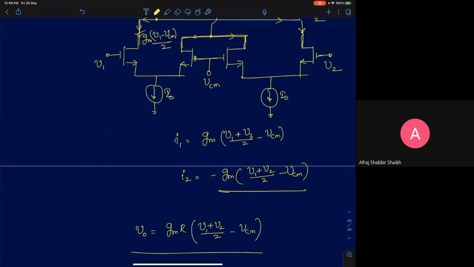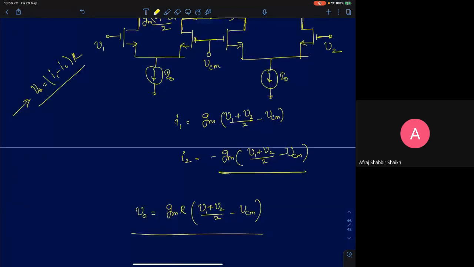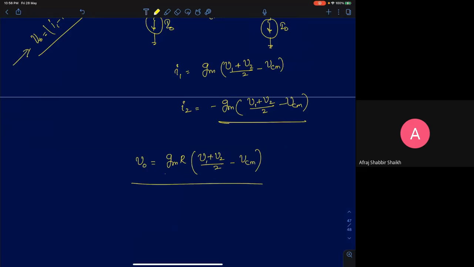I2 will be minus of this, and your output voltage V0 will be (I1 minus I2) into R. You can easily show that. So subtract the two currents and multiply by R, and you will get Gm R into ((V1 plus V2) by 2 minus VCM).